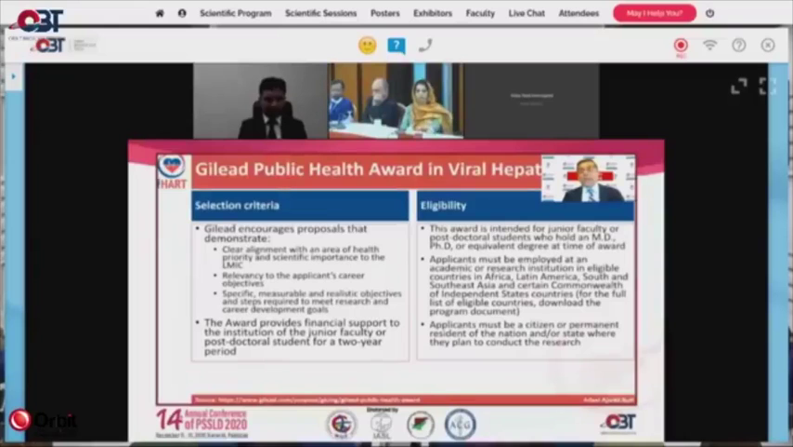And who can apply for this public health award funding in viral hepatitis? This is intended for junior faculty or postdocs who have a MBBS, a PhD, or equivalent degree at the time of award. And they must be employed at an academic or research institution in eligible countries in low and middle income countries, basically, which Pakistan certainly qualifies for.